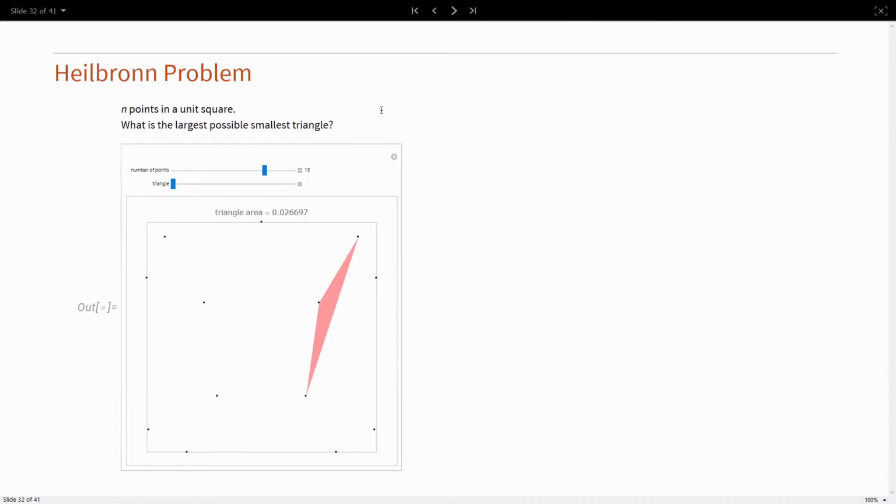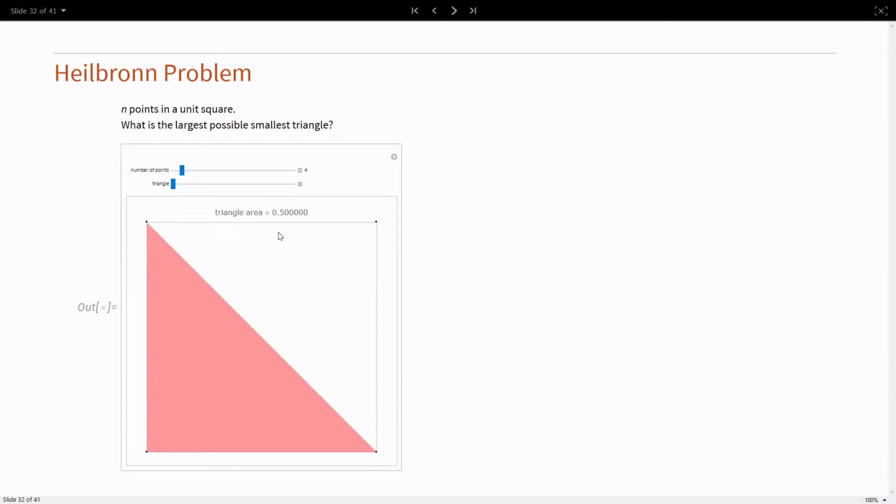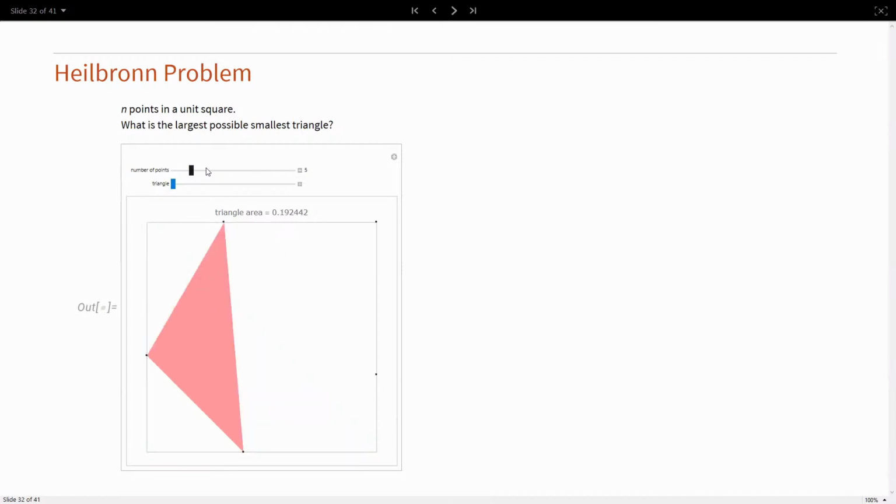The Heilbronn problem: you have a number of points in a unit circle, for example, or in a unit square, and you want to make the smallest triangle formed by the points as large as possible. That's pretty easy for 4 points, 5 points. These have been proven, but once you get up to, say, 11 points, all these red triangles are the smallest. Anything that's not red is not a smallest triangle.